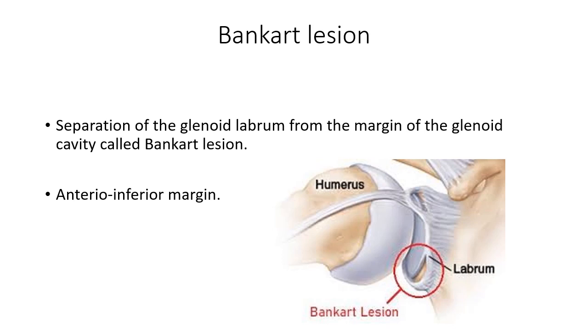Sometimes we have a fracture of the glenoid cavity, and this is called bony Bankart lesion. The fracture is in the anterior inferior aspect of the glenoid. Bankart lesion will lead to instability of the shoulder joint because the glenoid and the labrum are the static stabilizer for the shoulder joint.